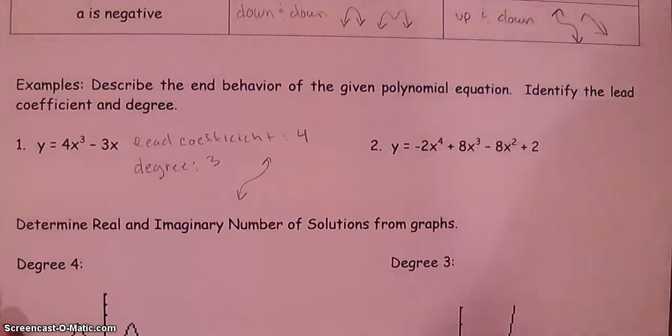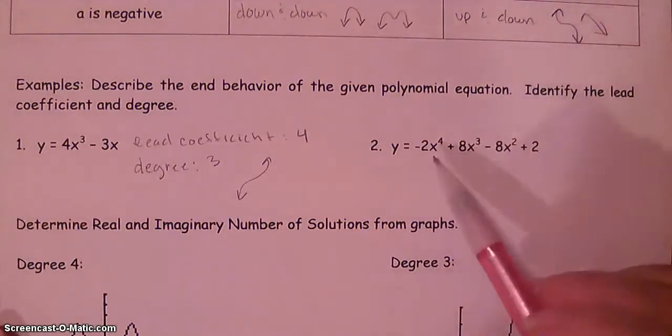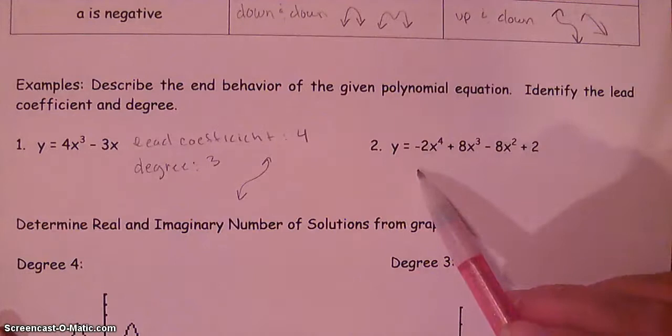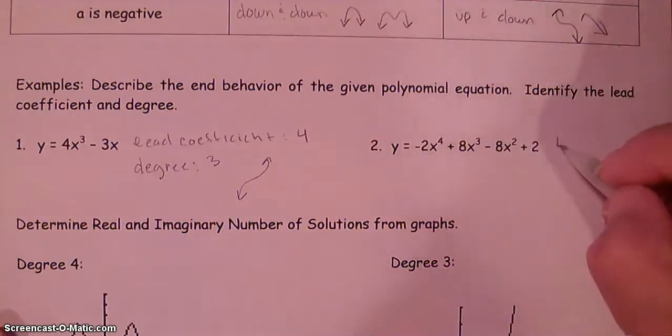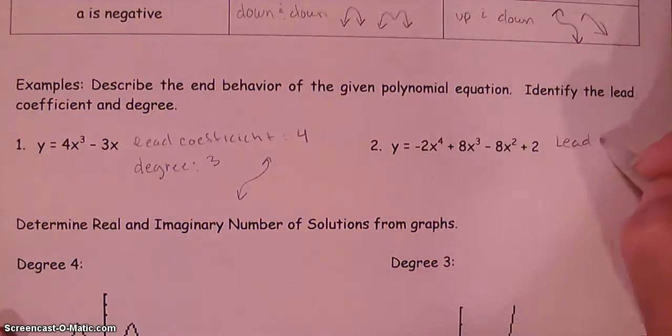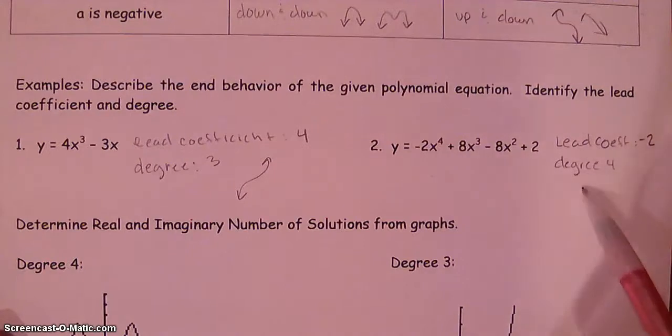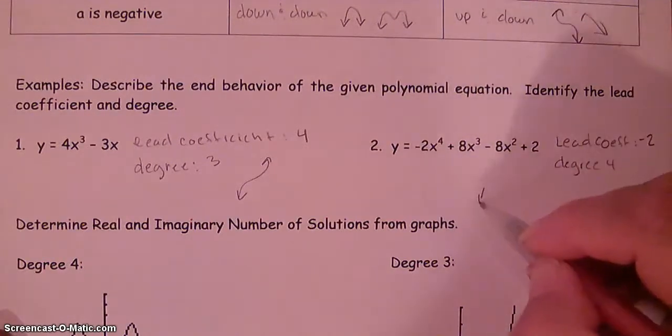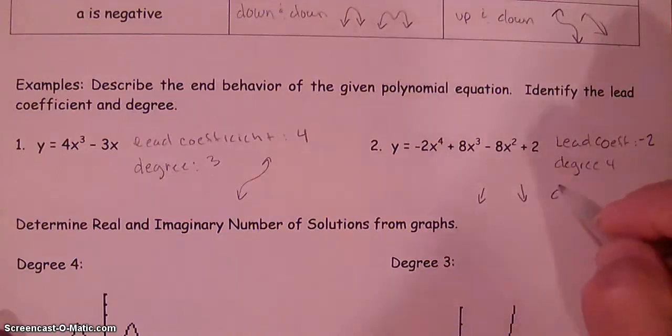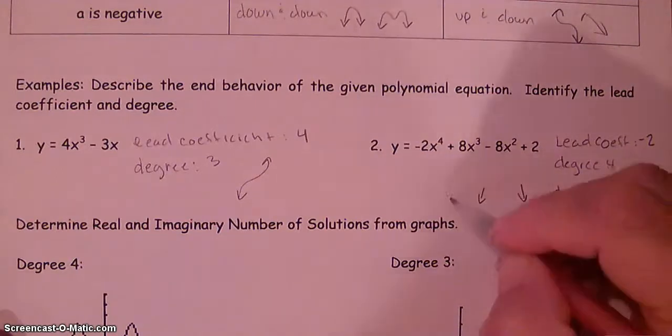Then on the next example, my lead coefficient is -2, and my degree here is 4. So I have an even degree and a negative coefficient, so I know I'm going to be down and down: down on the right and down on the left.